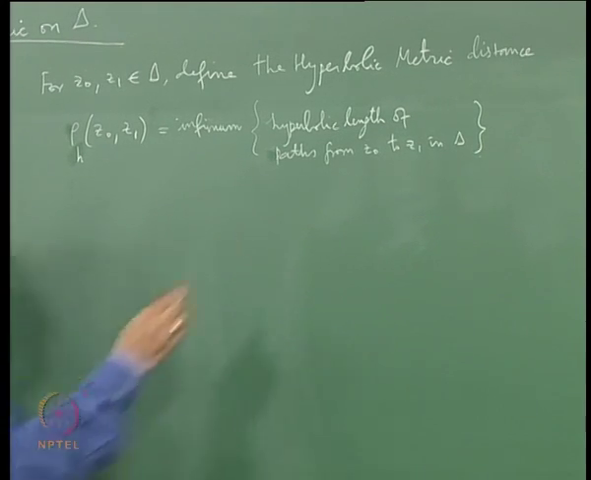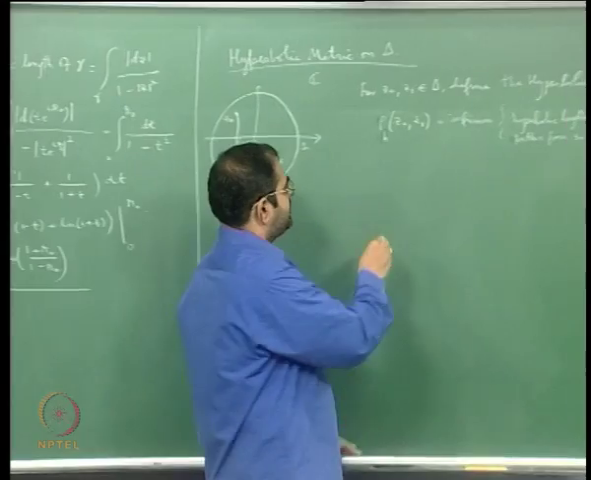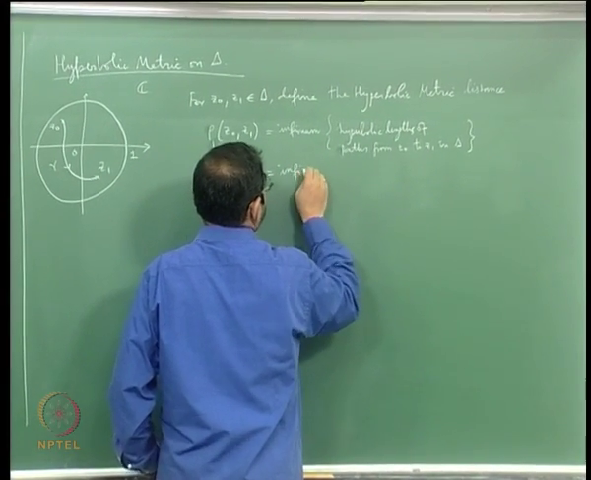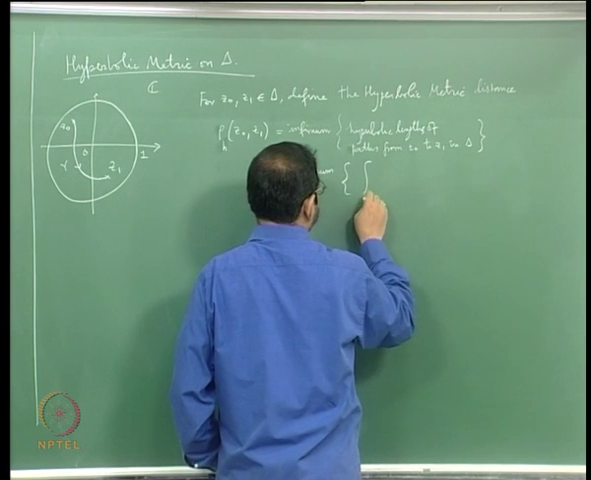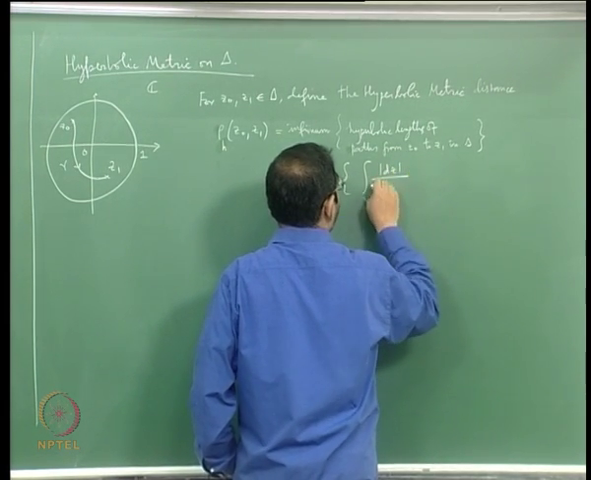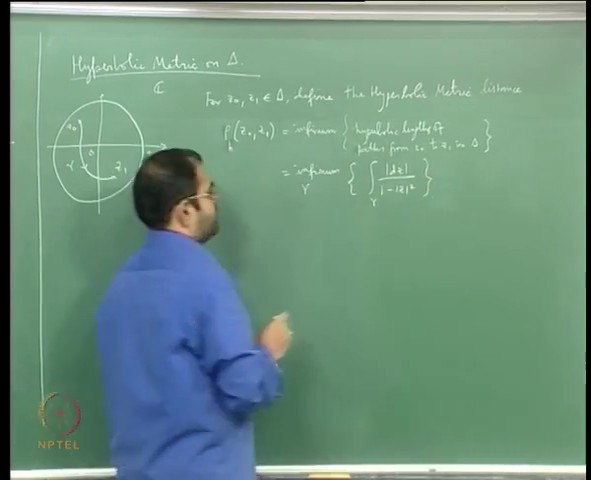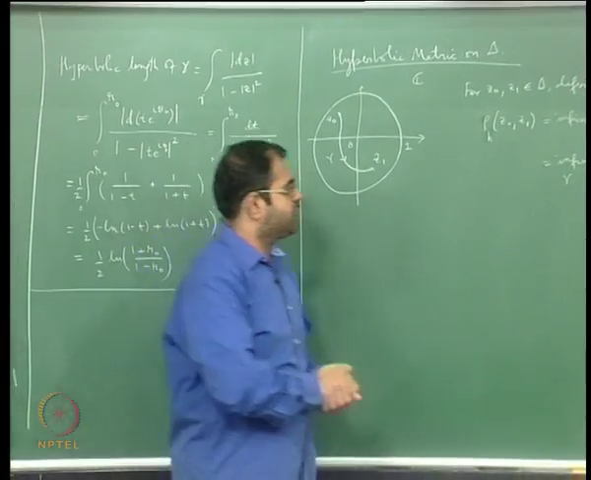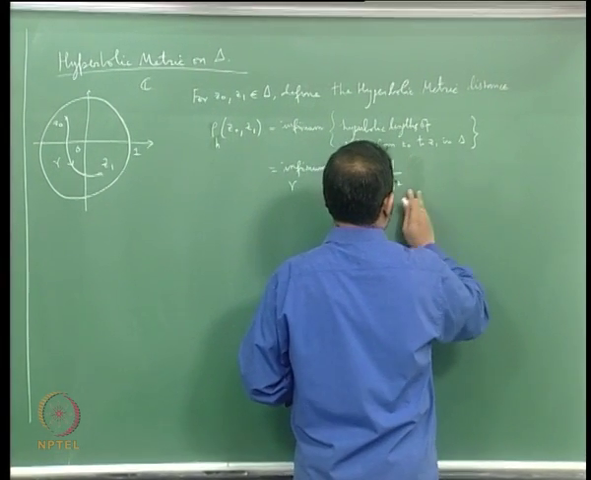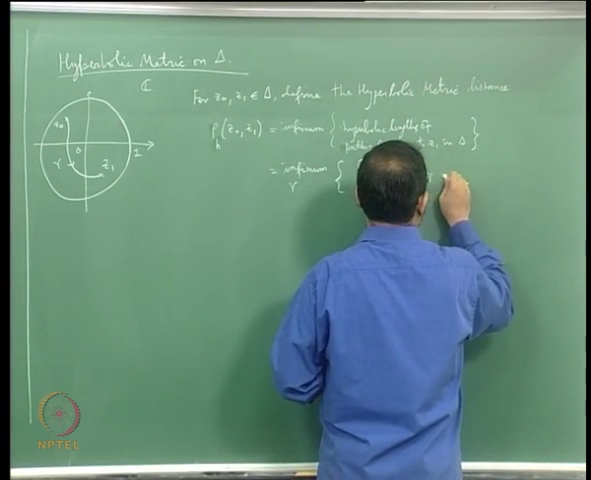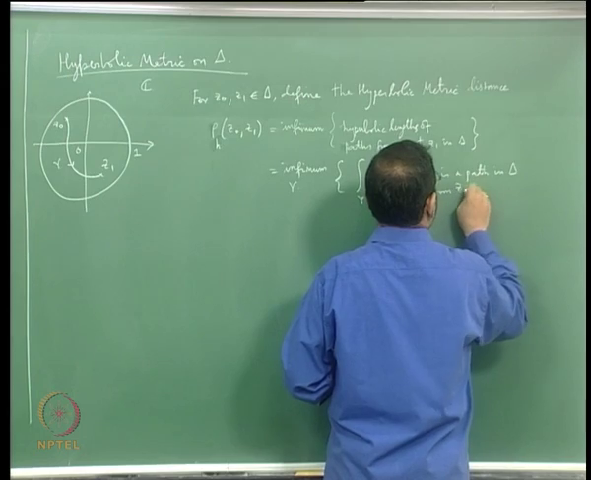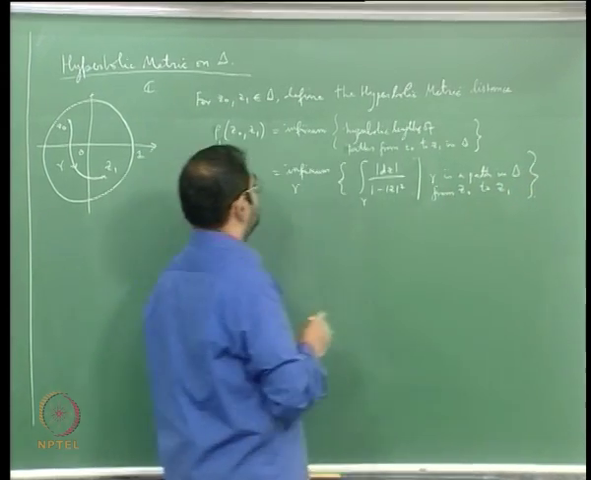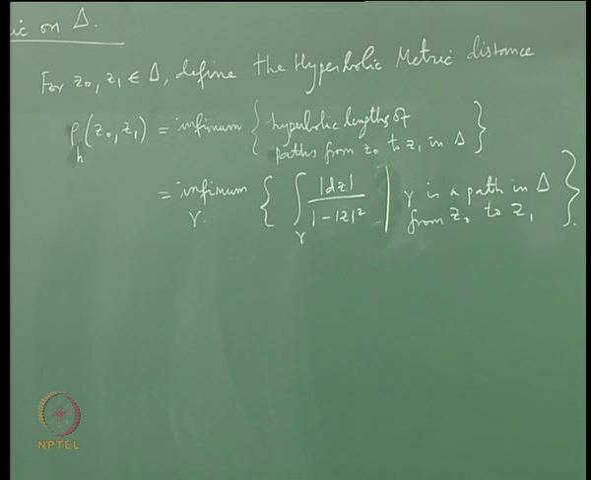Okay, so this is the hyperbolic metric. In other words, this is the infimum over all gamma, where the hyperbolic length is given by the integral over gamma of |dz| by (1 minus |z|^2), such that gamma is a path in the unit disk from z0 to z1. So this is the hyperbolic length.